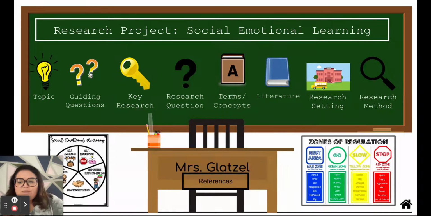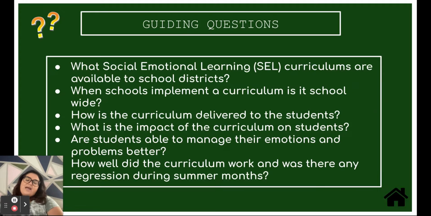Let's go on and move into what my guiding questions are. So I have a couple of guiding questions that when I'm researching and reading a study, I really think about these and aim to answer them. The first one is, which social emotional curriculums are available to school districts? When schools implement a curriculum, is it school wide or is it just a specific teacher trying it out in one classroom? How is the curriculum delivered to the students? Is it integrated with their regular academics, or is it a separate class? That's how I want to answer that question.